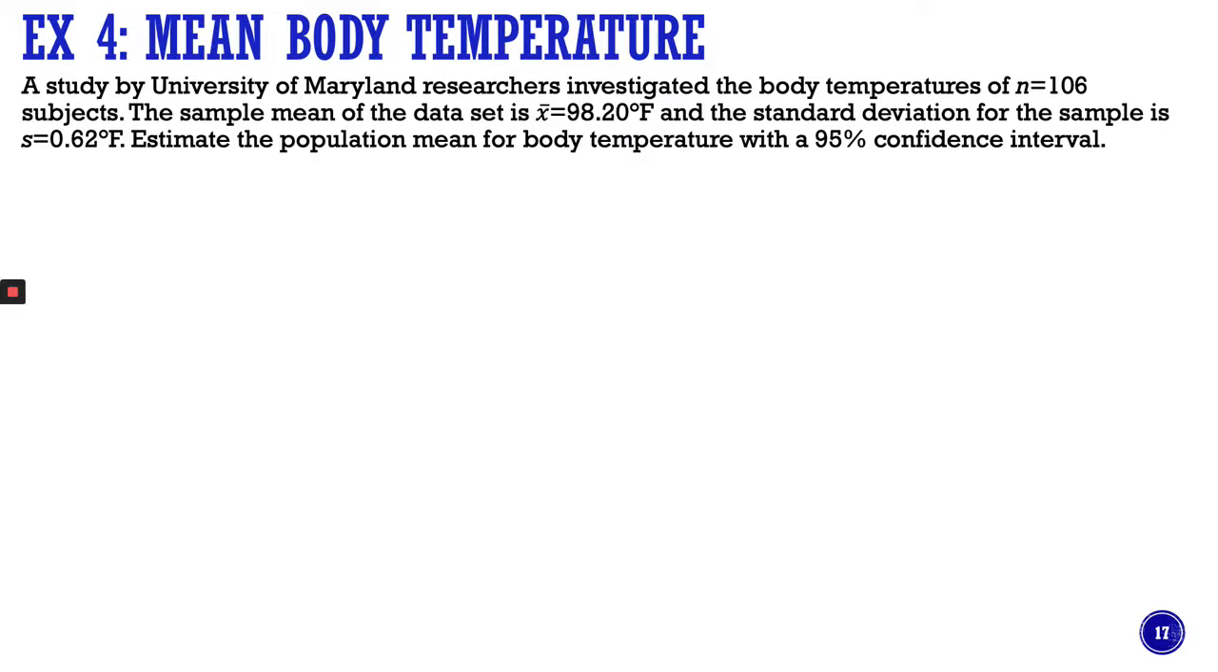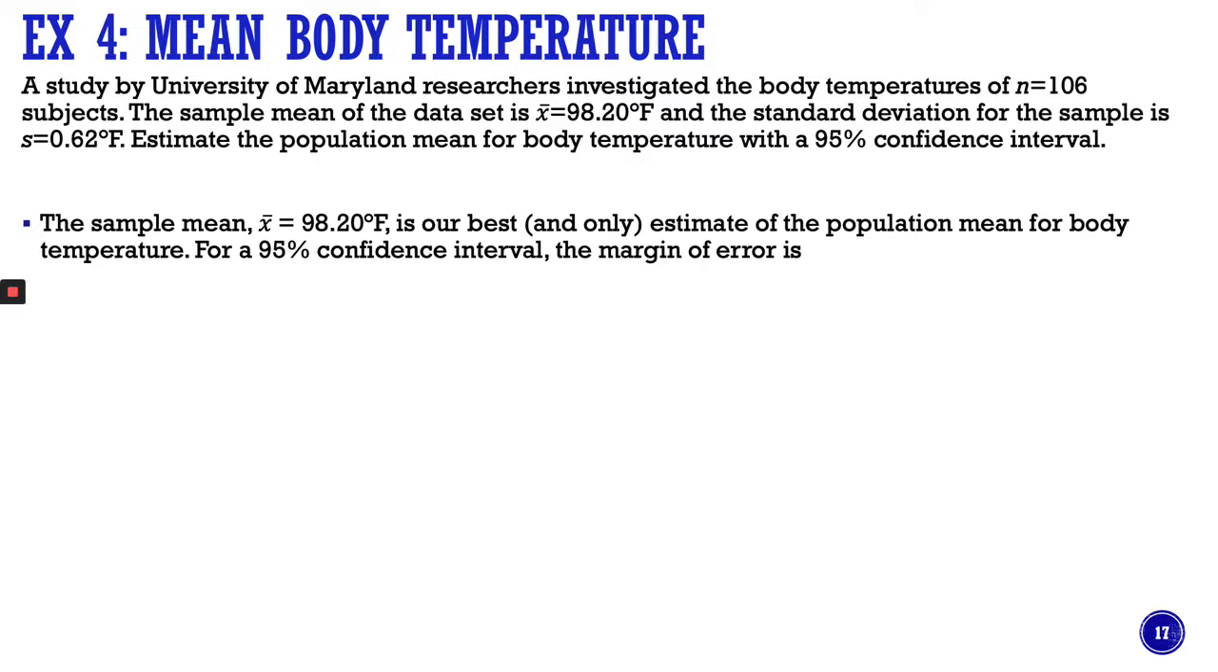So a study by University of Maryland researchers investigated the body temperatures of n = 106 subjects. The sample mean of the data set is x̄ = 98.20 degrees Fahrenheit. And the standard deviation for the sample is s = 0.62 degrees Fahrenheit. Estimate the population mean for body temperature with a 95% confidence interval.